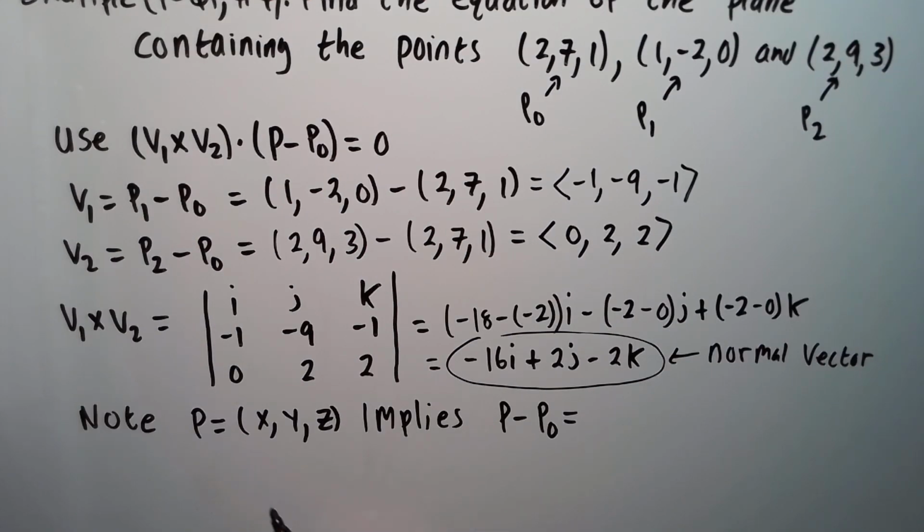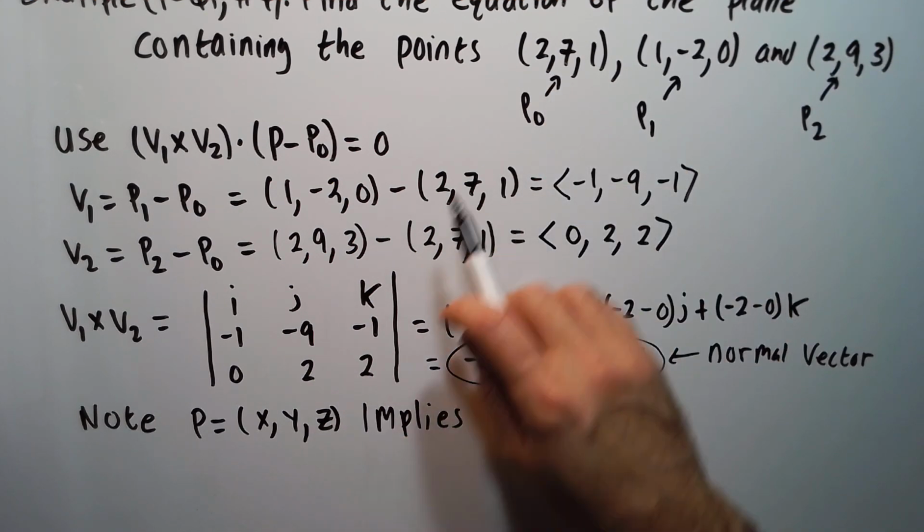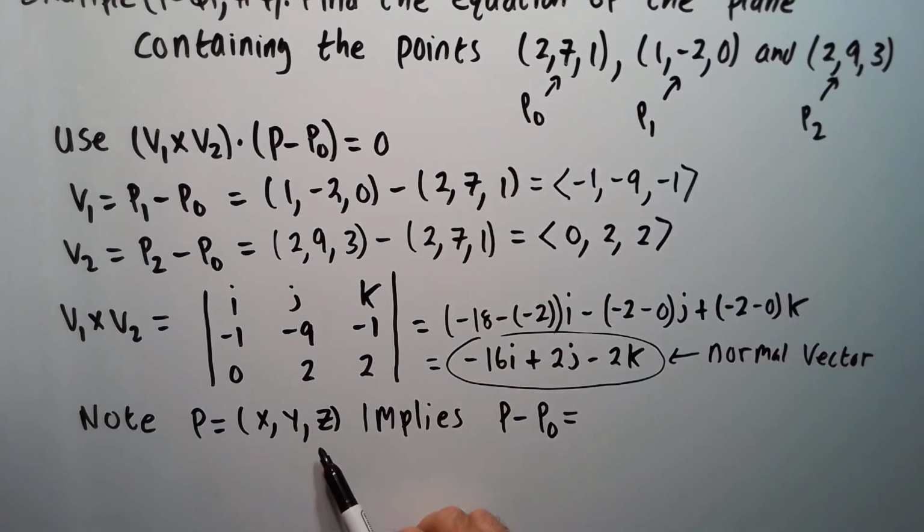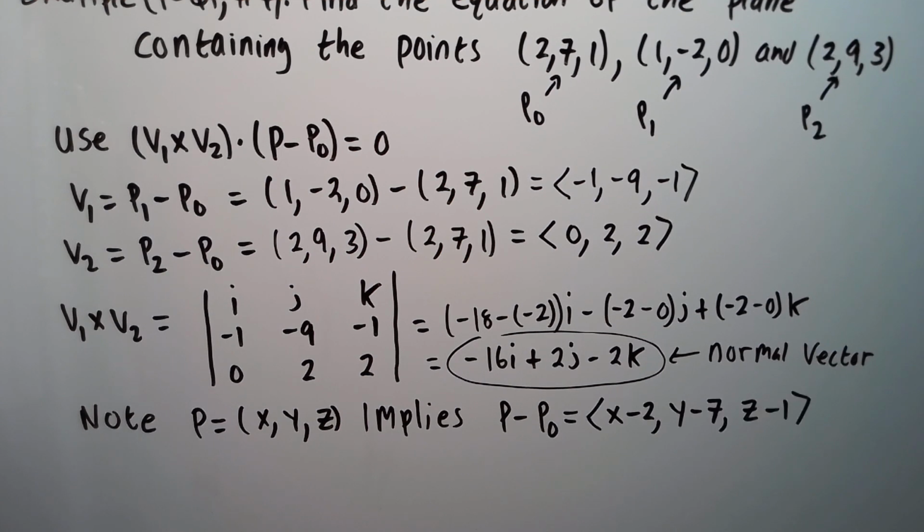Before plugging into the equation up here, just x, y, z is going to be some fourth point on the plane. We have to find conditions on these x, y, and z. So let's look at p minus p0. P0 is up here, so it's going to be x minus 2, y minus 7, z minus 1. Let me write that here. Again, how I got that was x minus 2, then y minus 7, then z minus 1.